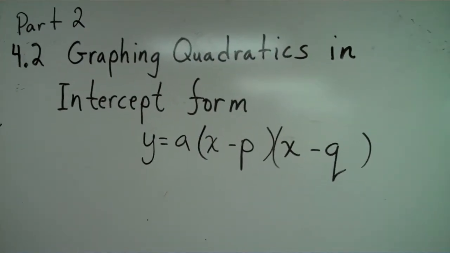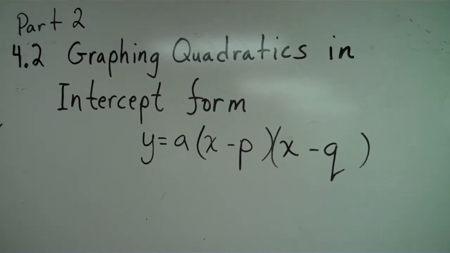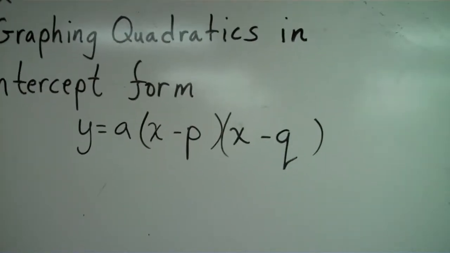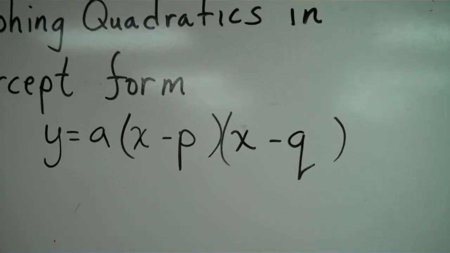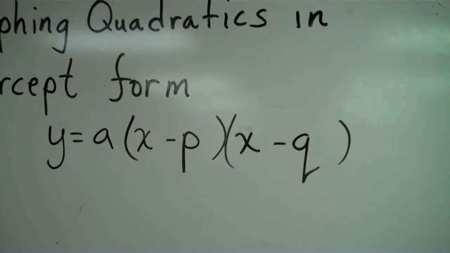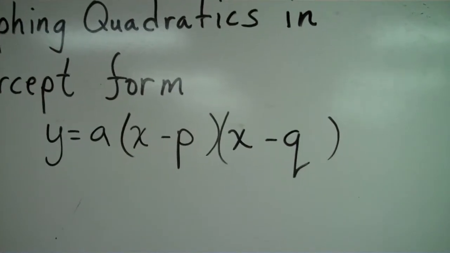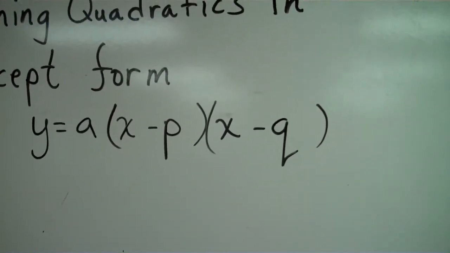Good morning once again. 4.2 Graphing Quadratics. This is part 2 in intercept form. This is when your equation looks like this: y equals some number a, maybe it's just 1 and so there's no number there, times the quantity x minus p times the quantity x minus q.